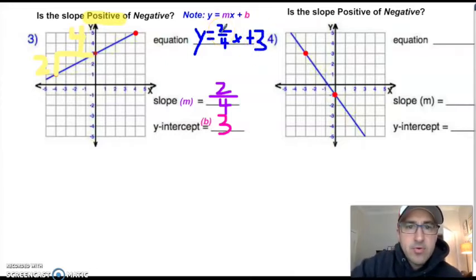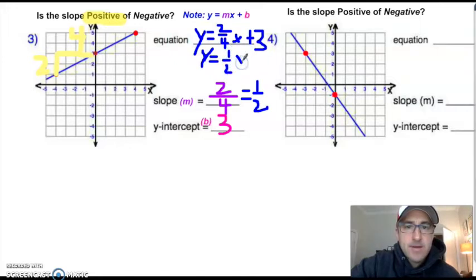Now I can simplify that. If I put 2 divided by 4 or 2 ABC 4 in my calculator, I know that that's the same thing as 1/2. So I can rewrite this as y equals 1/2 x plus 3.